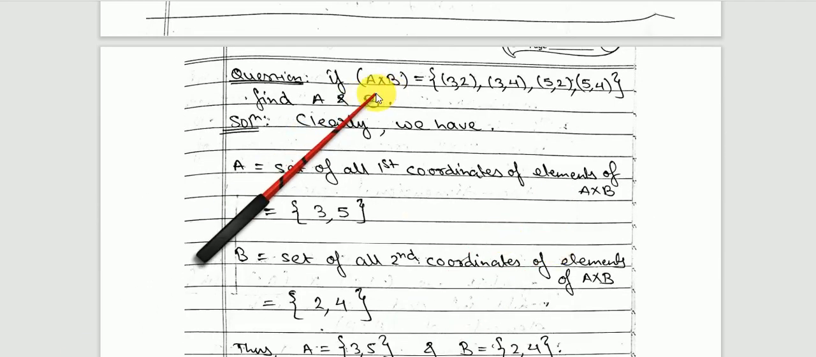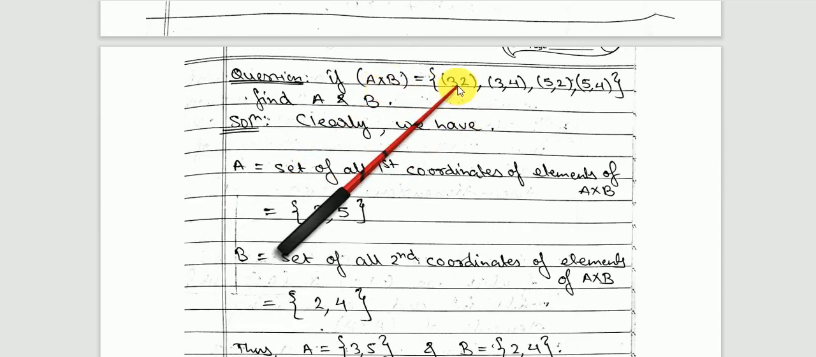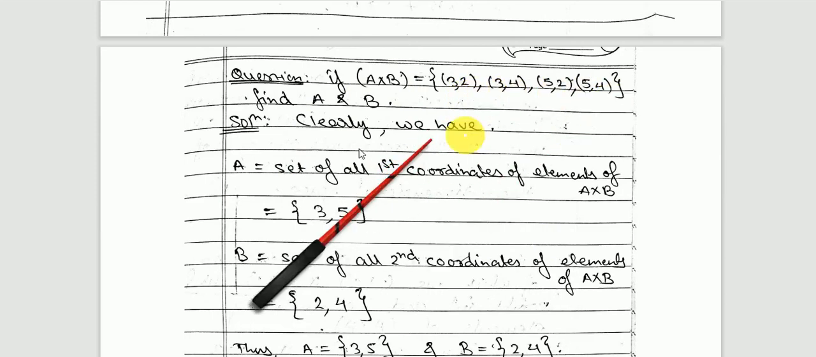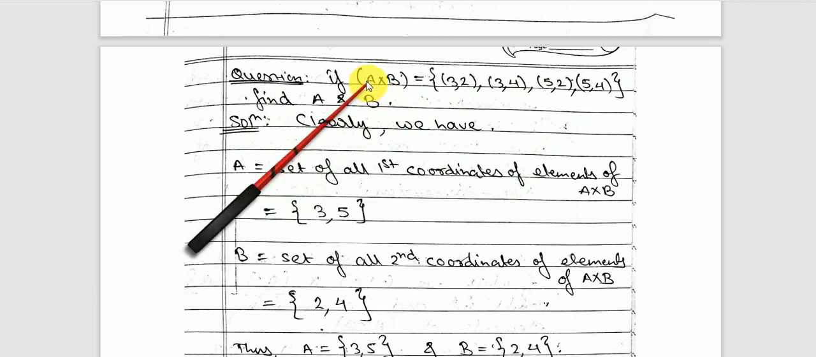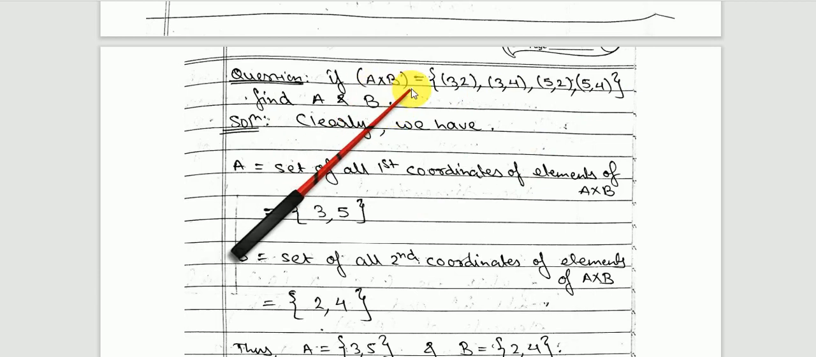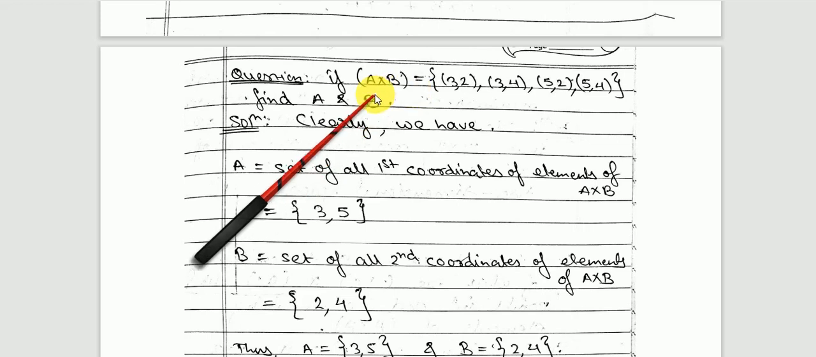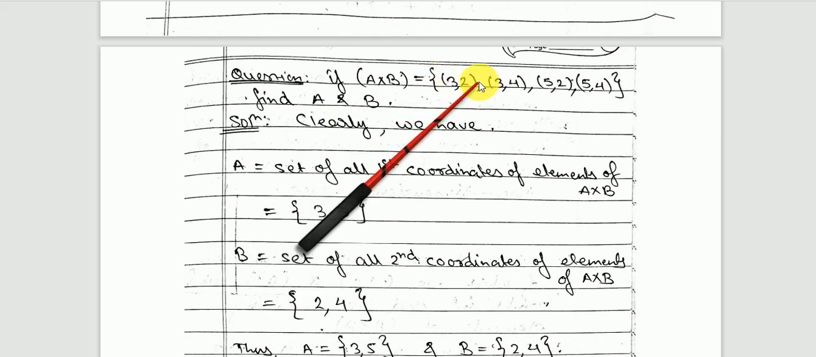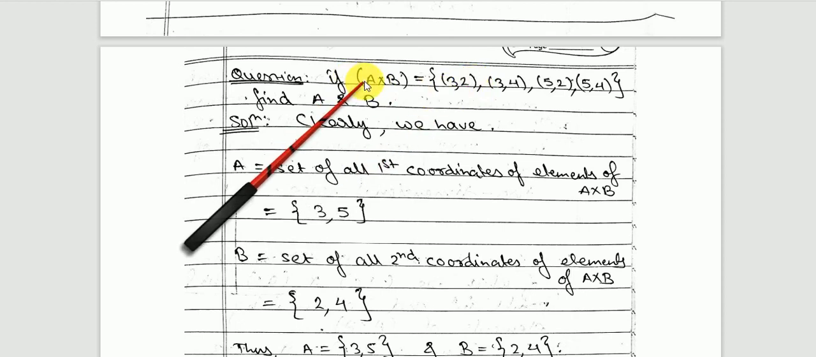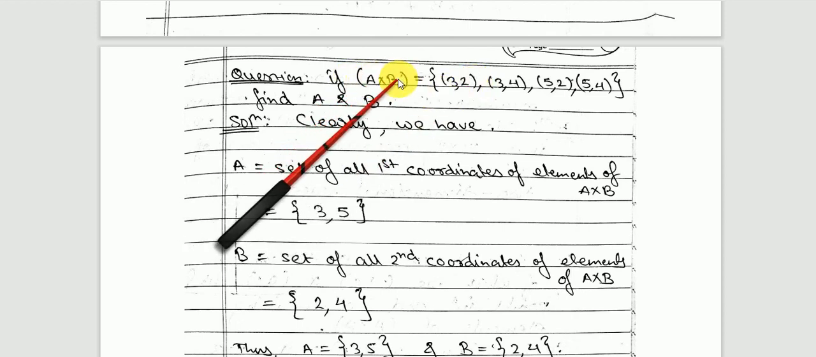Next question is, if A cross B contains these ordered pairs, find A and B. Here you have been given the Cartesian product A cross B, and you are being asked to write down the elements of A and B. You know that in the Cartesian product you will have ordered pairs where the first component is taken from the first set, and the second component is taken from the second set.